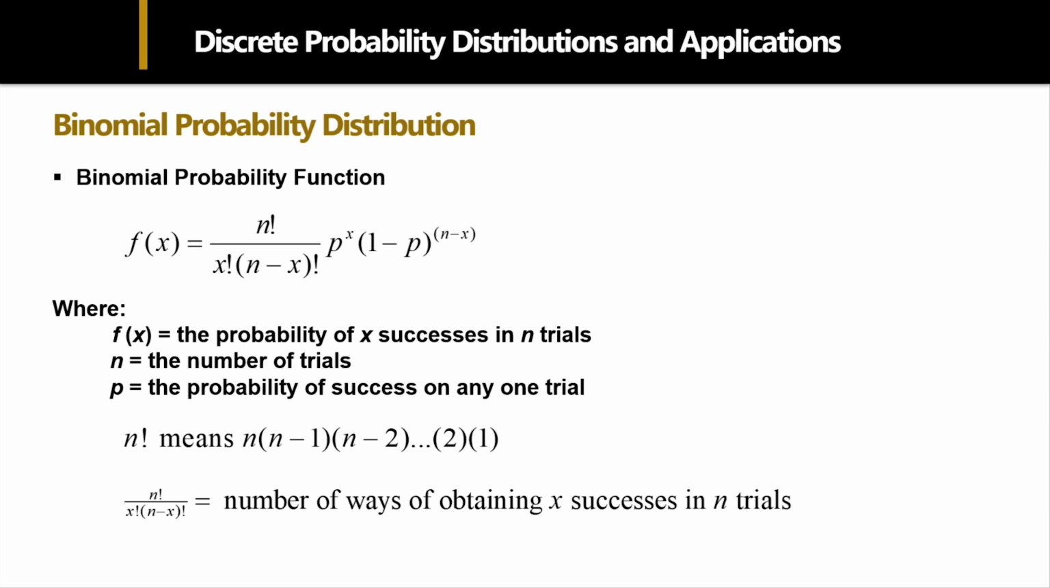N again is the number of trials, P is the probability of what's deemed a success. So that probability function is n factorial divided by x factorial, multiplied by n minus x factorial. You take the probability P raised to the number of successful trials, x, multiplied by the opposite of a success, which is the failure, 1 minus P, and that's taken to the n minus x power there.